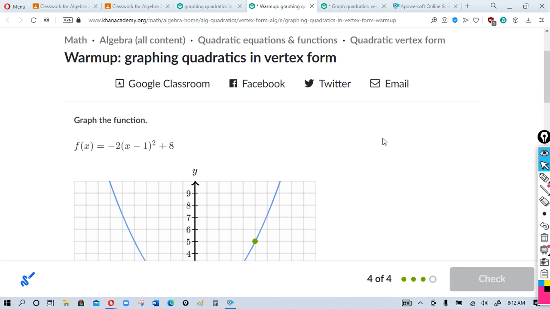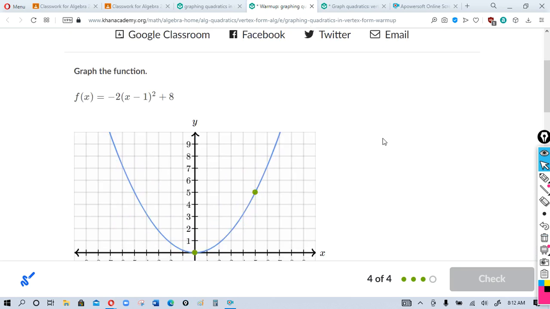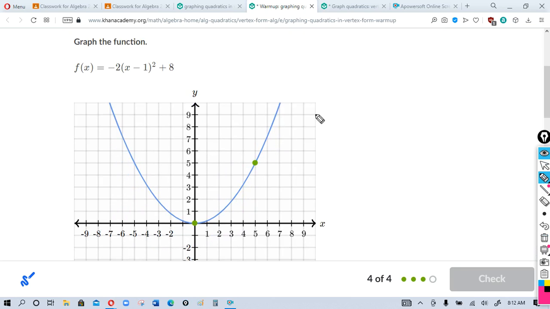All right, last one, graph the function. Let's do the vertex first. H comma K, right? So you look inside the parentheses, you take this number, you change the sign, that's a positive 1. Then outside of the parentheses, you have this number and you just keep the sign, so it's positive 8. So the vertex is 1 comma 8, and we only need one other point.